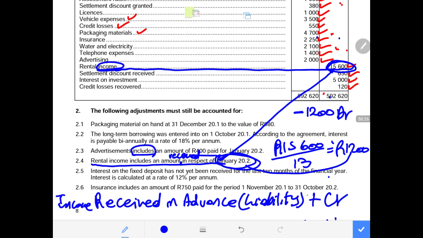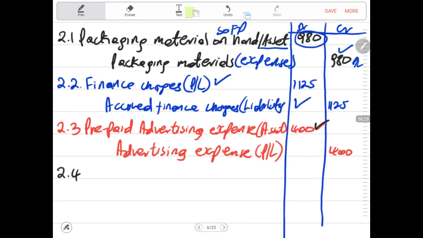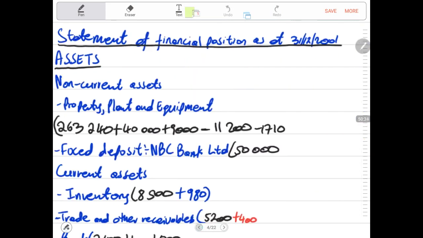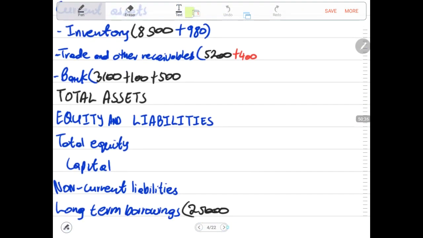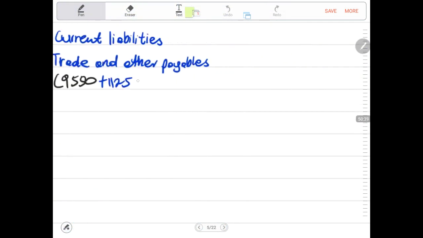So now we can go and record our adjustment. Let me start with the financial statements. We said income received in advance is a liability, meaning that 1,200 will be recorded under liabilities, under our current liabilities, because it's a short-term liability. It's only a liability up until the end of January next year. After the end of January, the 1,200 which was received in advance will no longer be a liability because the month it was received in advance for has arrived.